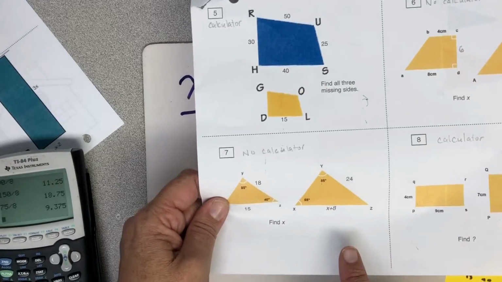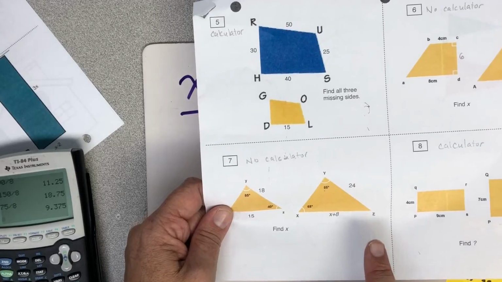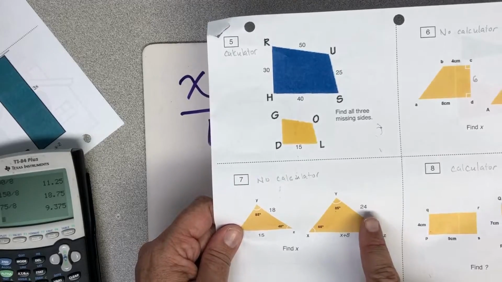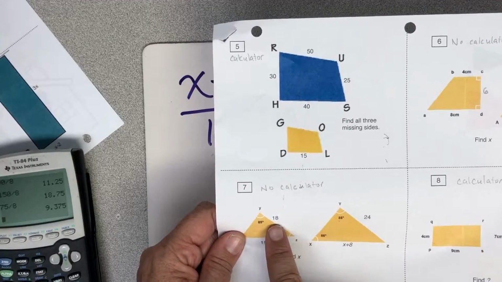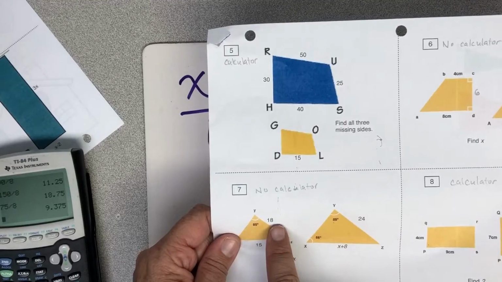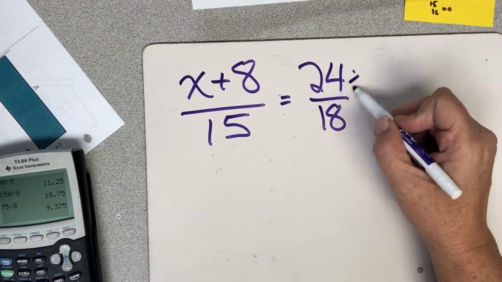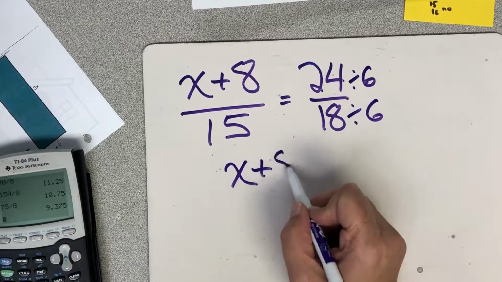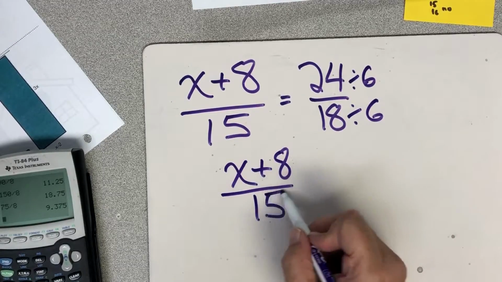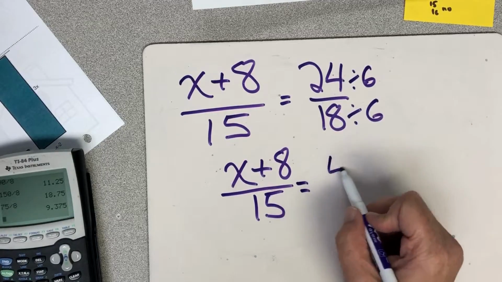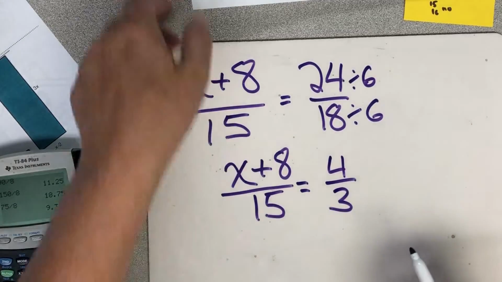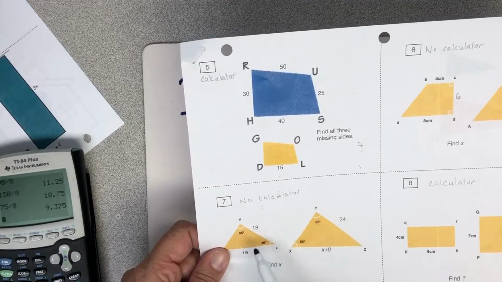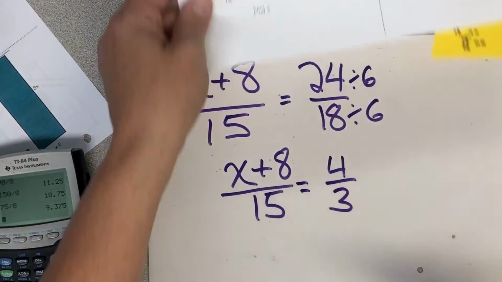There are different ways you could possibly set that up. One of the reasons I set it up that way is it is kind of using our scale factor, second over first, so I like using that way. The other thing is I noticed that 24 and 18 have a common factor, so I'm going to be able to simplify that. I can divide top and bottom by 6, and I get X plus 8 over 15, because that stays the same, equals 4 over 3. That's a much easier fraction to work with. And by the way, that is the scale factor. Second over first, 24 over 18, is also the same number as 4 over 3.